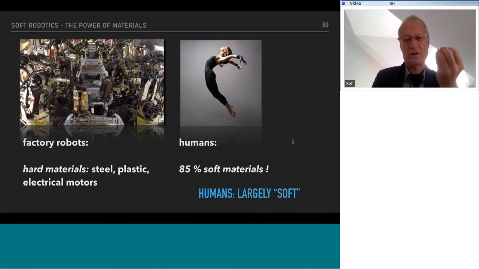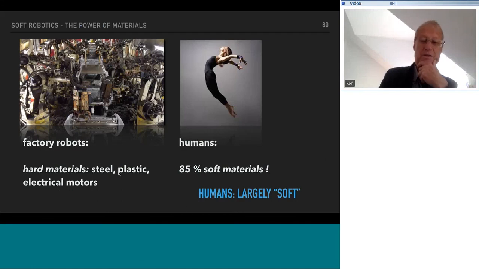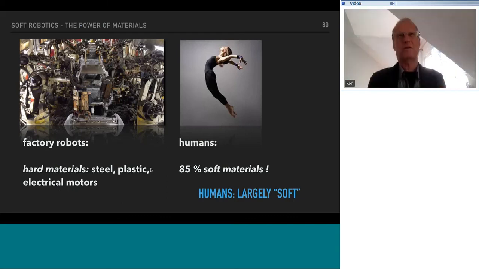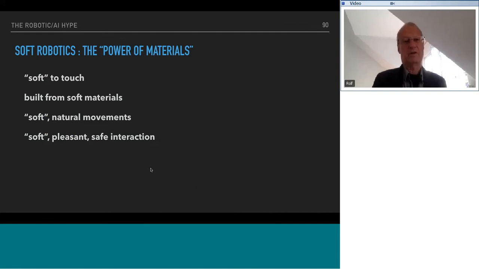Now, there's an interesting number. The factory robots that we saw before, welding robots, they're built from hard materials, steel, plastic, electrical motors. Humans, by contrast, are built 85% of soft materials. And the reason the human sensory motor system is so incredibly powerful is because we are built of soft materials. So if we want to approach this behavior or this power with robots, we need to understand soft systems and we need to build soft systems. So this is this idea of soft robotics.